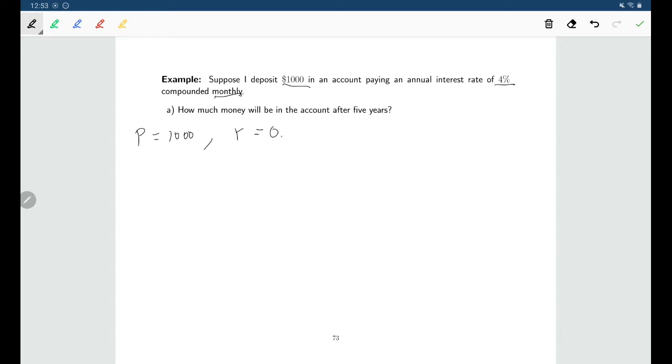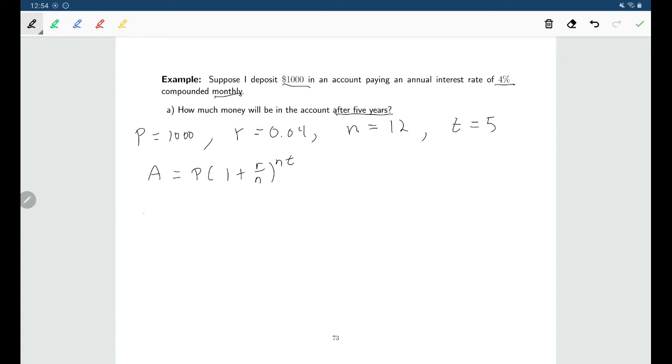It's 4% for the entire year, and it's compounded monthly, so that means we're going to be getting interest 12 times per year. We want to know how much money will be in the account after 5 years. So time here is going to be 5, and we want to know what is the final amount A. We know our formula, A equals P(1 plus r over n) to the power of nt.